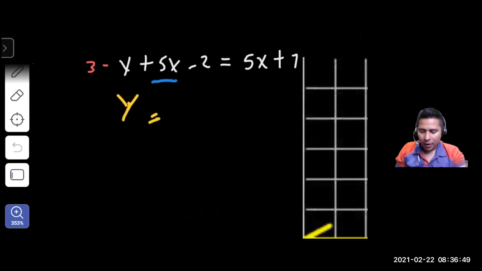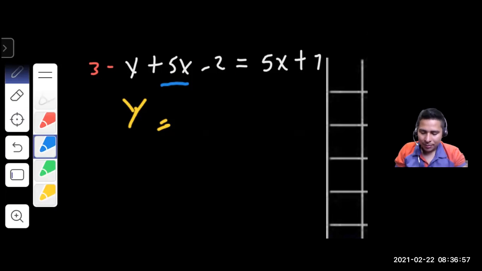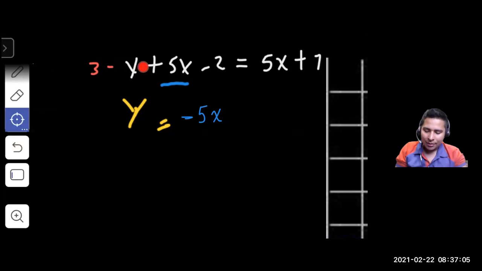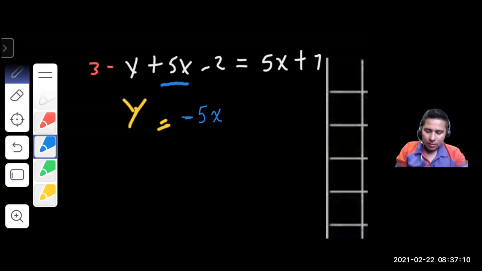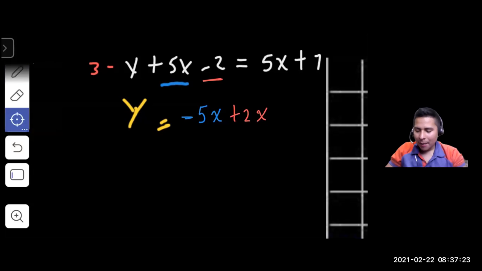I'm going to zoom in to work better. Okay, this 5x is bothering me. What if I move it to the other side, guys? What is going to happen with that 5x? It is gonna be negative. Okay, it's going to be negative 5x. Excellent. What else is bothering me on this side? Y needs to be alone. That negative 2, right? All right. Then that negative 2, guys, as I move it to the other side, what's going to happen? Positive. Thank you. Positive 2. All right. And what is going to happen with these two terms, which are 5x and plus 1?